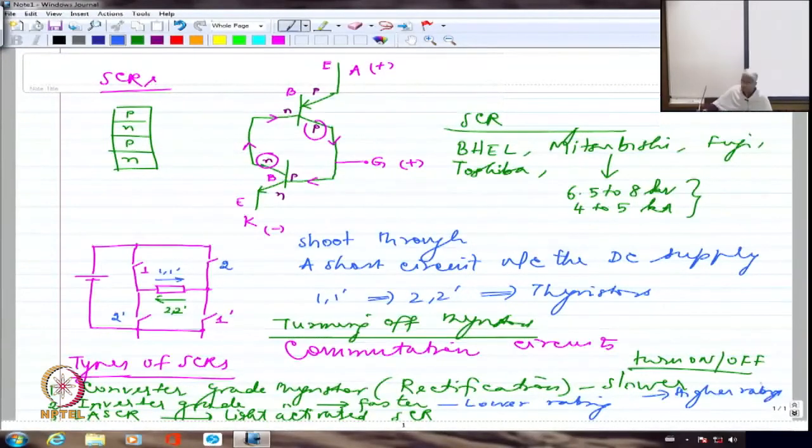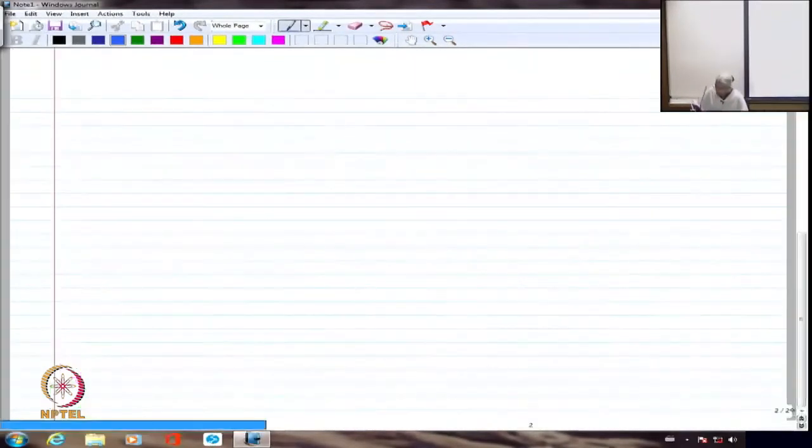So these are some of the characteristics of thyristors when we look at the different types. Now let us try to take a look at how to fire a thyristor or how to trigger a thyristor.